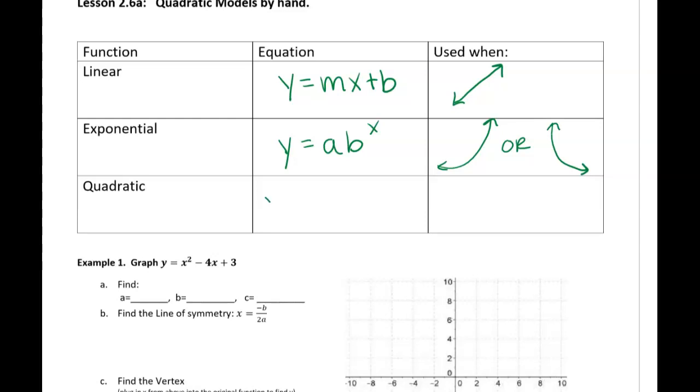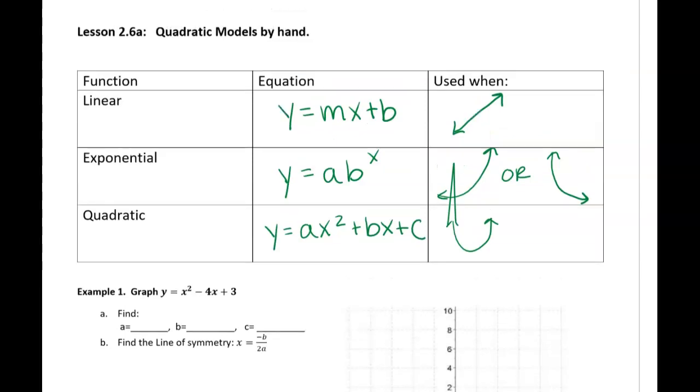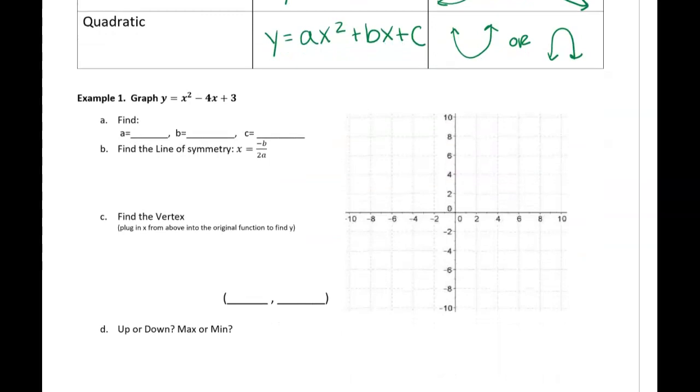For quadratic, our general form is ax squared plus bx plus c. This will be a parabola, either going up or going down. So first, we're going to graph a function.